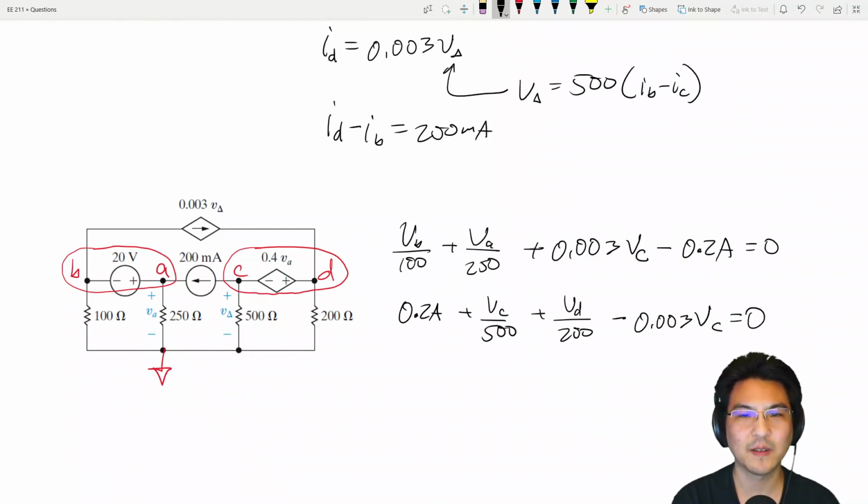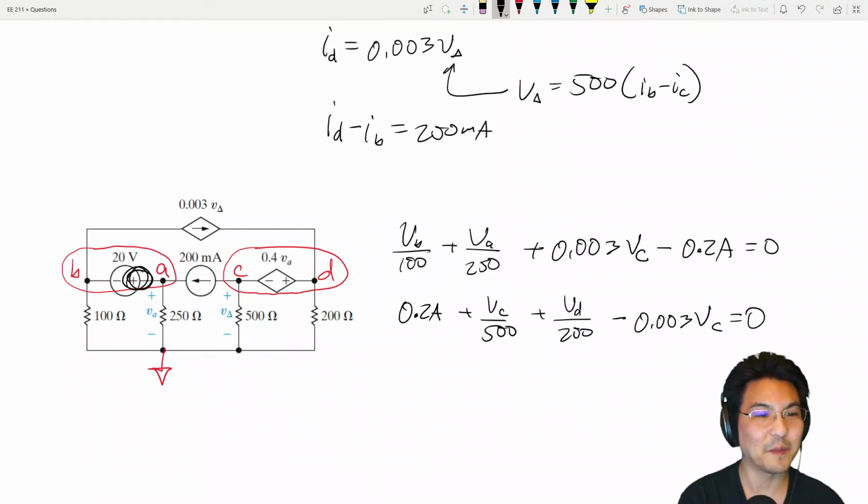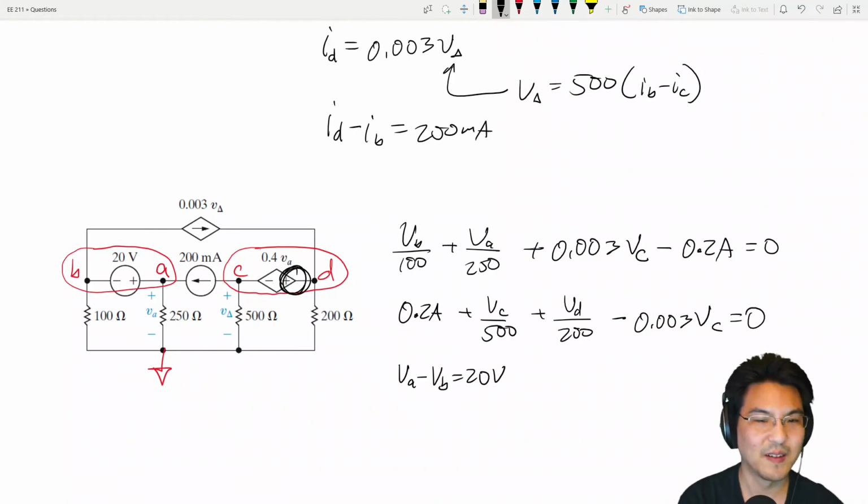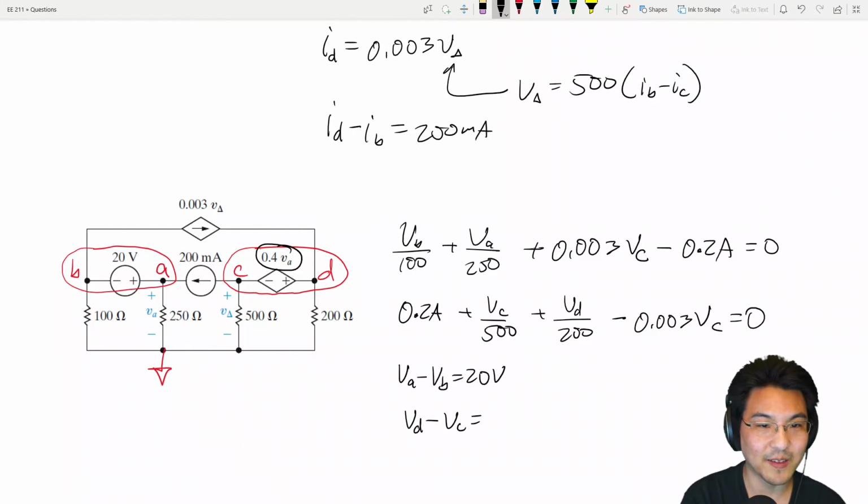We have 2 equations, 4 unknowns. So not great, but let's look at the constraint equations. See nodes A and B over here, which is more? This side, right? So VA minus VB is 20. Look at this. Which side is more? This side is more. VD minus VC is 0.4 VA, and VA is this node voltage.